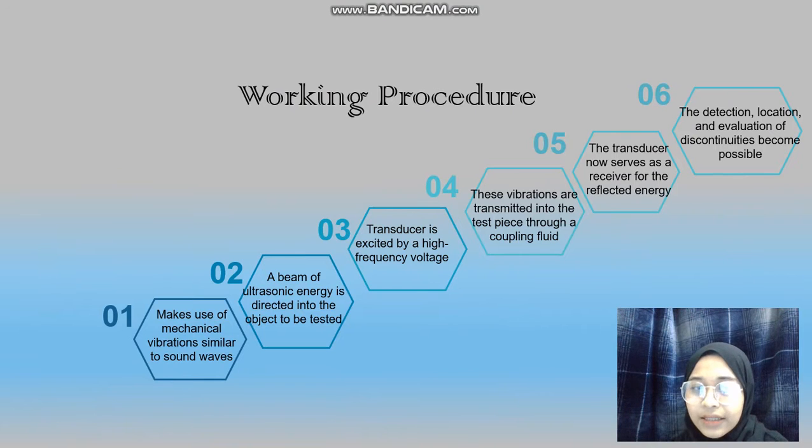The working procedure. First step is to make use of mechanical vibration similar to sound waves. Then, a beam of ultrasonic energy is directed into the object to be tested. Then, the transducer is excited by a high frequency voltage. After that, these vibrations are transmitted into the test piece through a coupling fluid. Then the transducer serves as a receiver for the reflected energy. Finally, the detection, location, and evaluation of discontinuities become possible.